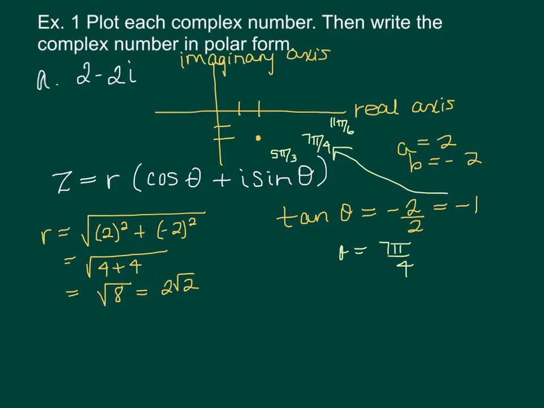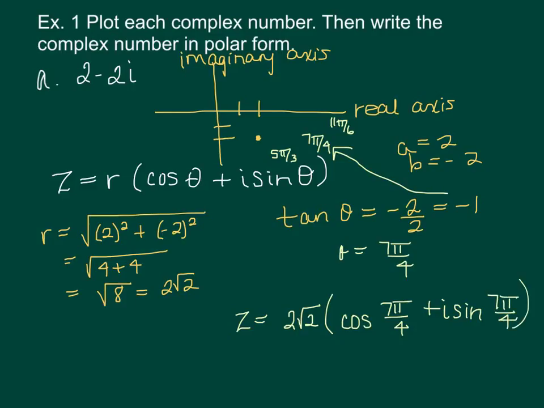So then to write it in polar form, is Z equals R cosine theta, which is 7 pi over 4, plus I sine of theta, which is 7 pi over 4. And you're done.